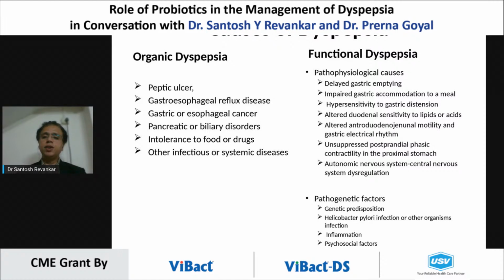That's why there is a reflux from the duodenum to the stomach, which leads to altered jejunal motility and gastric electrical rhythm. Any changes in the rhythm from stomach to duodenum and jejunum will lead to functional dyspepsia.